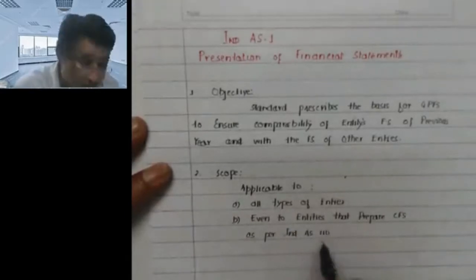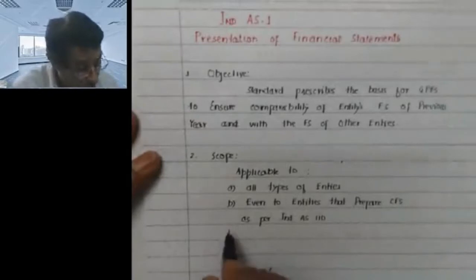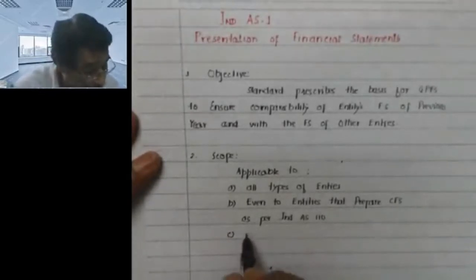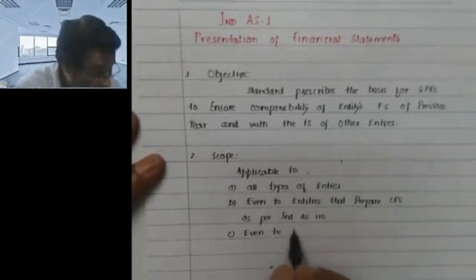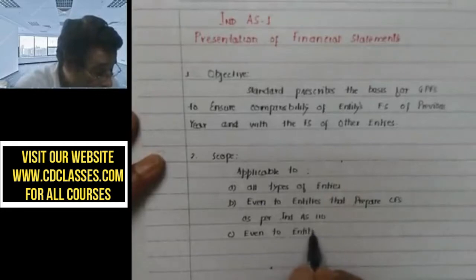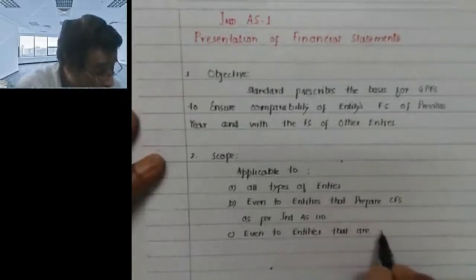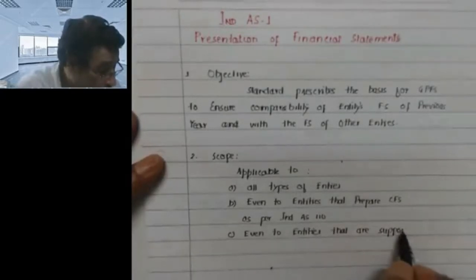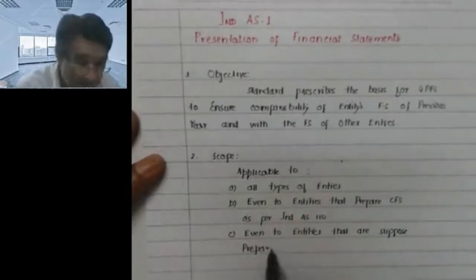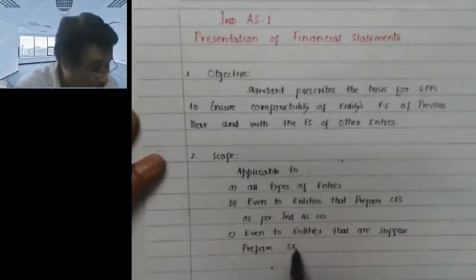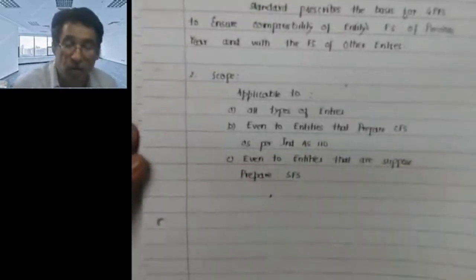You are very well familiar with this. And similarly, a moment ago, I also said that this particular standard also deals with the entities who are supposed to prepare what we call separate financial statements. And even to entities that are supposed to prepare separate financial statements, correct? Separate financial statements, lots of short forms I am going to use, so you have to be a bit careful in this regard, correct?